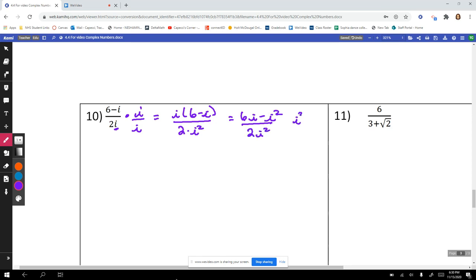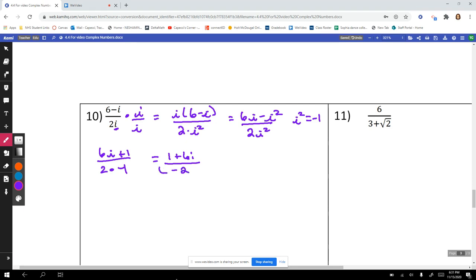Now again, remember i squared is equal to negative 1. So that gives me 6i on the top plus 1. And on the bottom I have 2 times negative 1. All right, so to simplify a little bit, again, I like my real number first. So 1 plus 6i. On the bottom, 2 times negative 1 gives me negative 2.